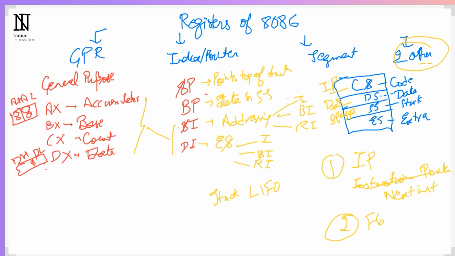Then we have the flag register. The flag register has some status flags and control flags that are basically used to indicate the status of the processor or the results of the arithmetic or logical operations that are being performed. So we will see the flag register in detail. Now let's start with the flag register.